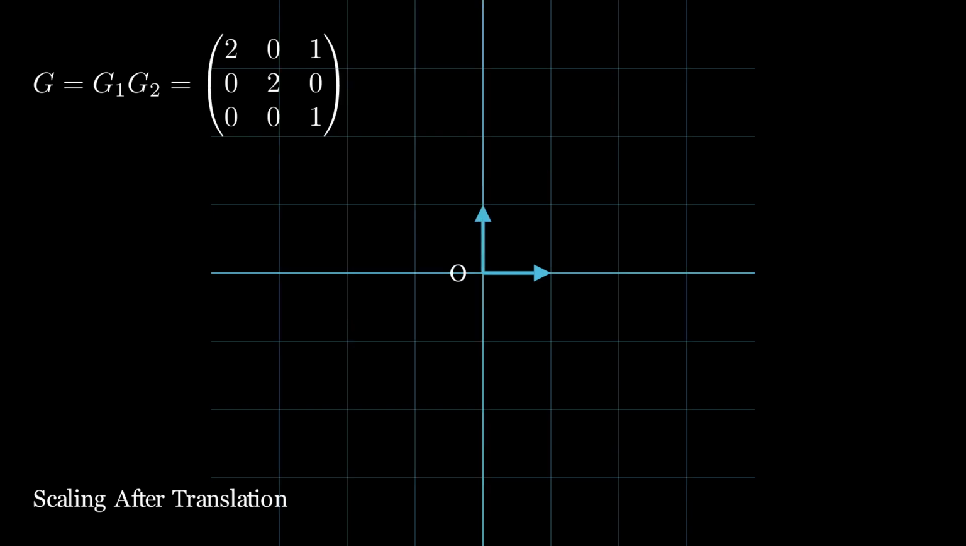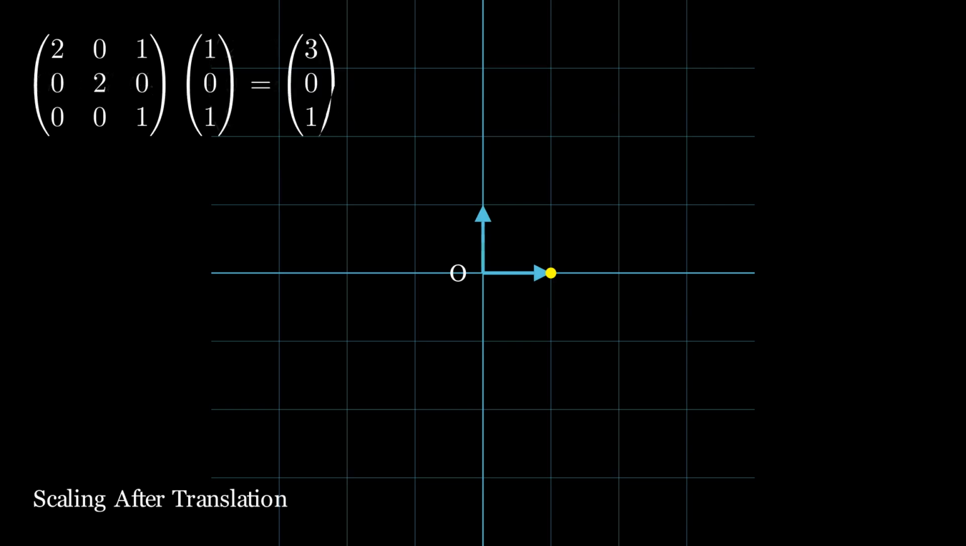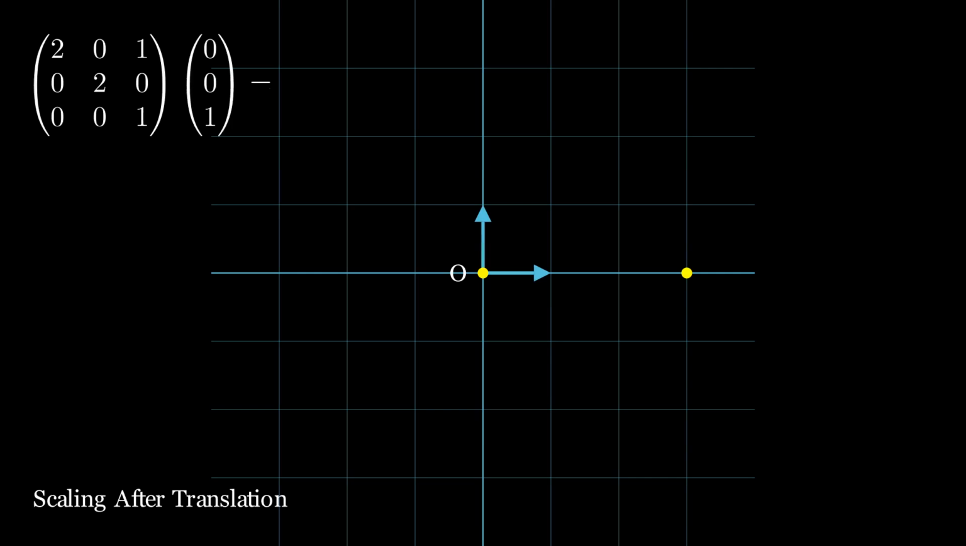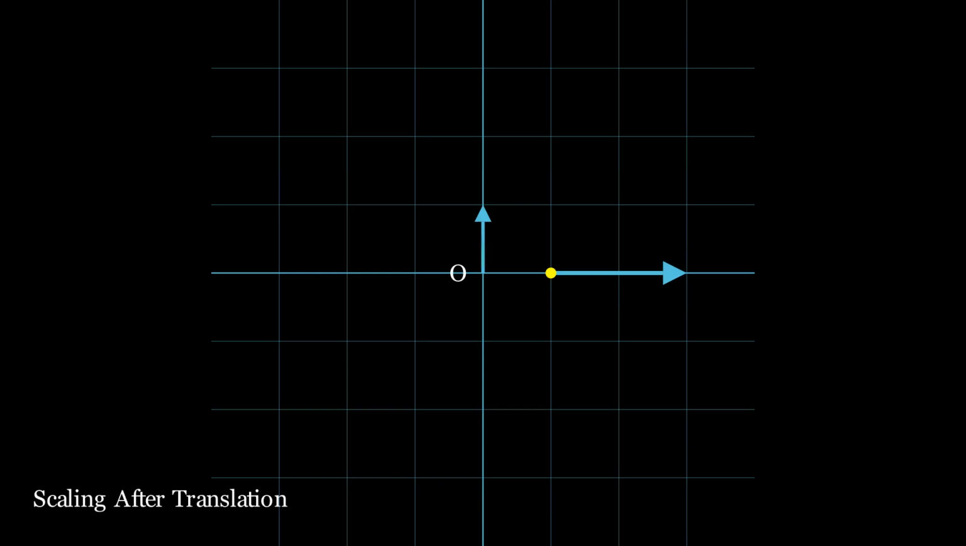Indeed, when we apply this transformation to the basis vector Ex, which is 1, 0, 1, we obtain 3, 0, 1. Now, why is the new origin at 1, 0, 1, as shown in the diagram? The reason is that when we input 0, 0, 1, we obtain 1, 0, 1. Confirming that the origin has moved accordingly.